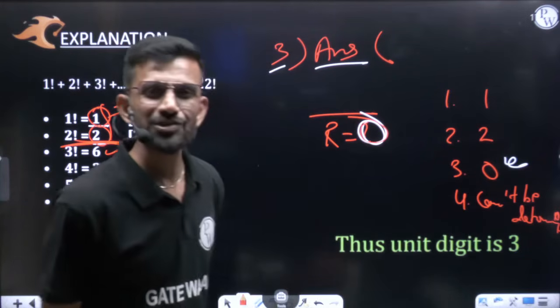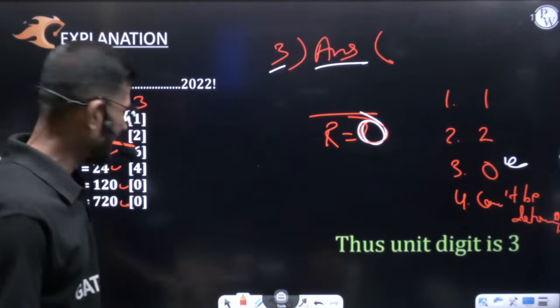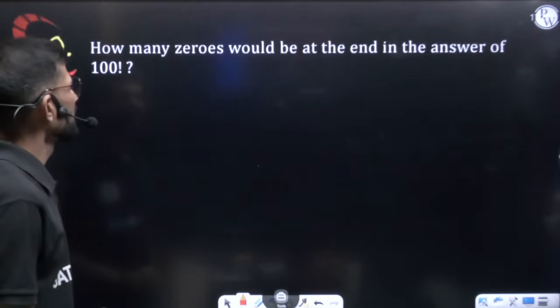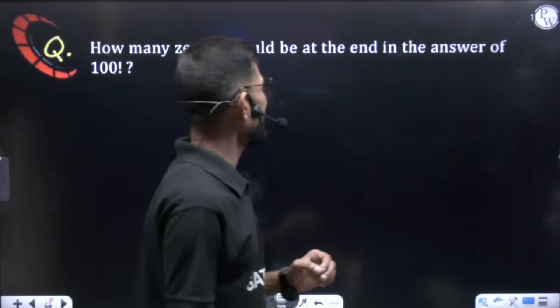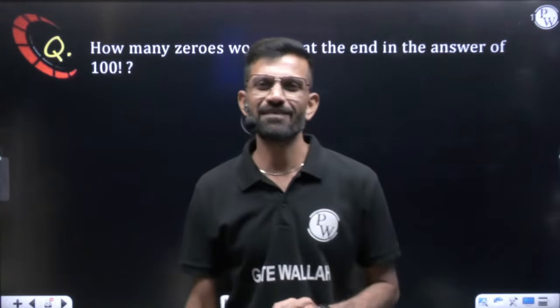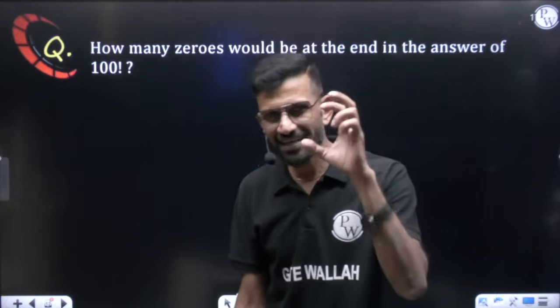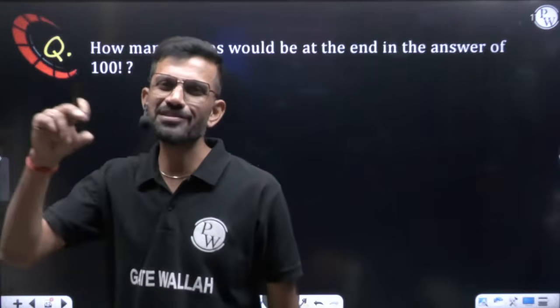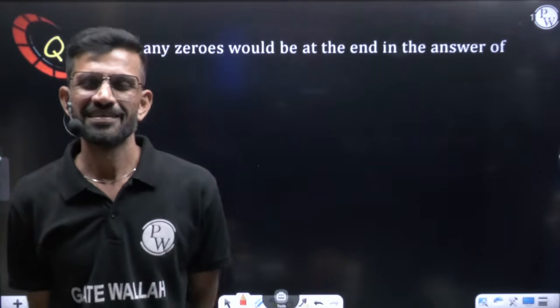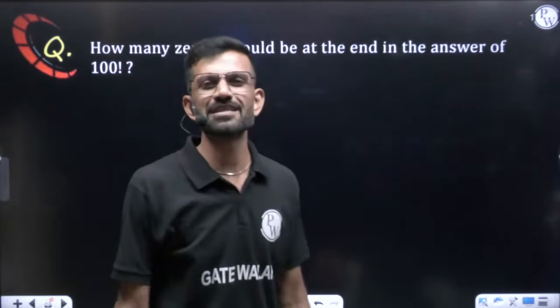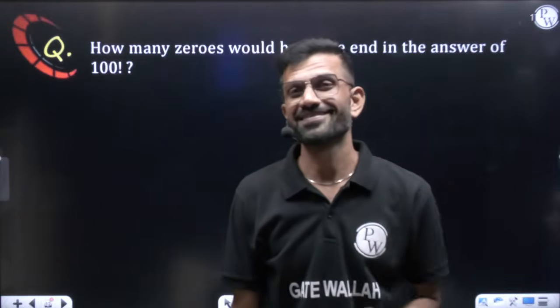Let us see more questions. Every question will have its own logic. Here is the question: how many zeros would be at the end in the answer of 100 factorial? In the answer of 100 factorial, how many zeros will come at the end? How many times will it come in the 100 factorial answer?